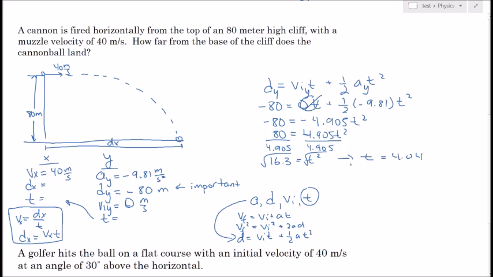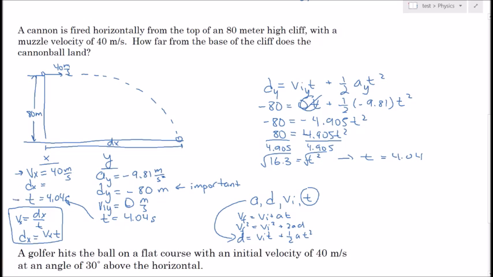So now that we know that the time is 4.04 seconds, and again, if you were to put all the units in, you would actually be able to work them out the way you would with algebraic variables. But again, I'm trying to keep the algebra simple for you here. We know that that motion is going to take 4.04 seconds.